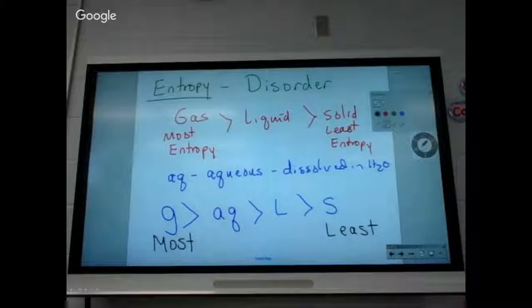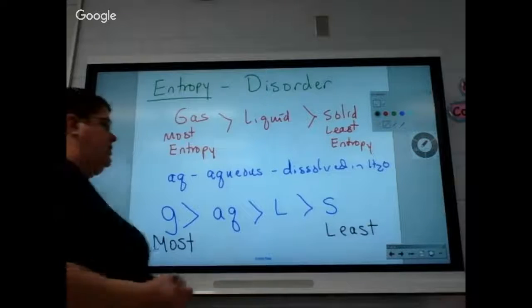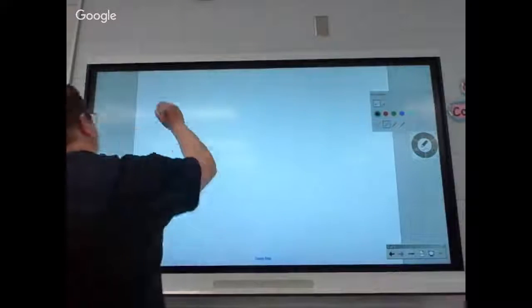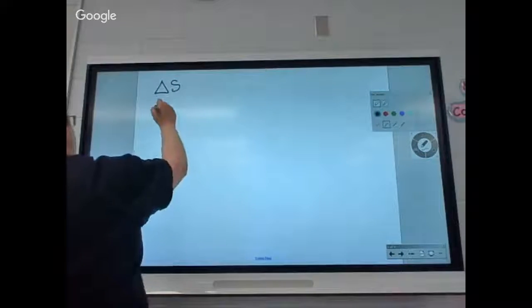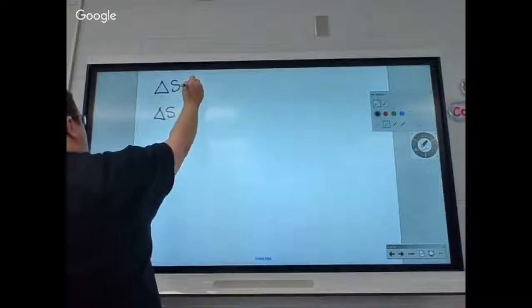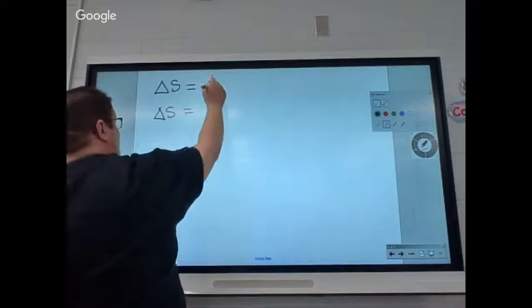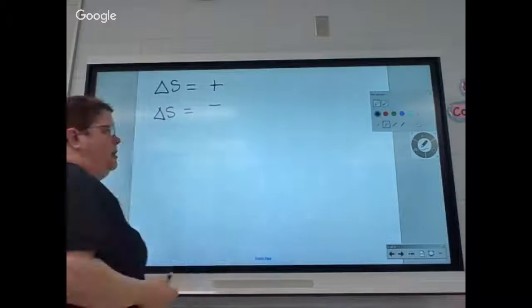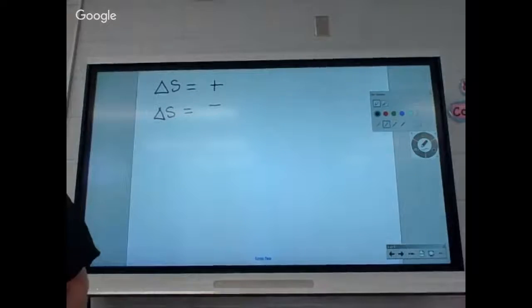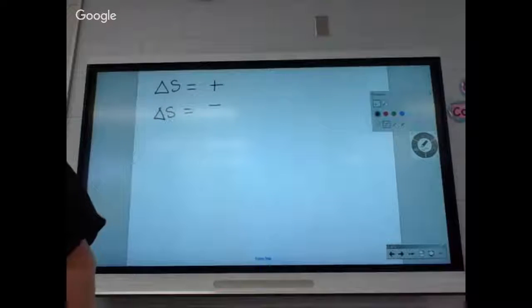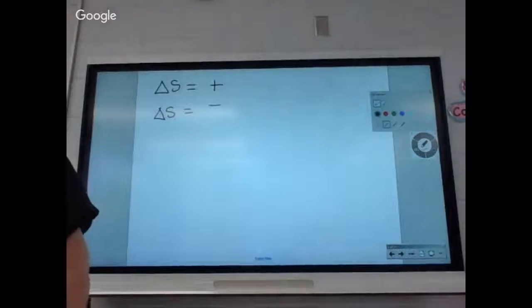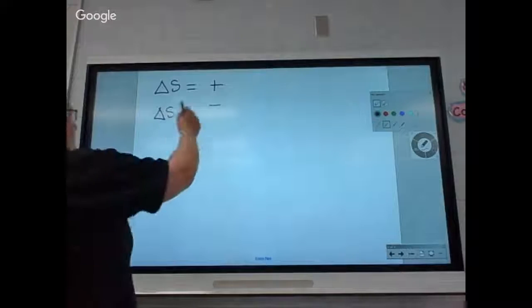All right, everybody caught up with the notes? All right, so how is this going to work? We want to be able to find whether delta S, or the entropy, is increasing or decreasing in a balanced equation. So just like enthalpy, which was the delta H, entropy can be positive or negative also. What's delta S? Entropy. Delta S is entropy. Okay.